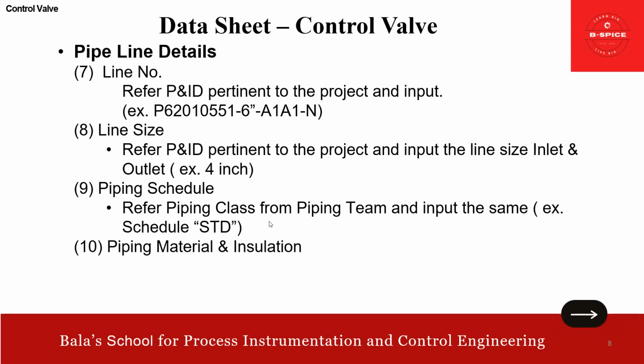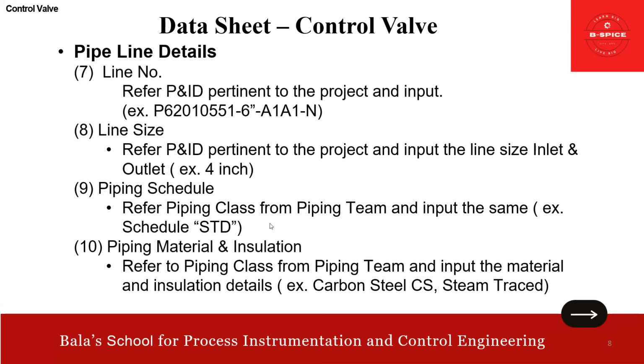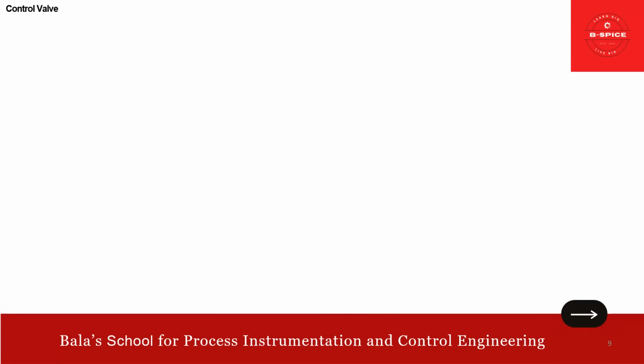Then piping material and spec. Again, we need to take this from the piping team. In this case, the example I put is carbon steel, CS. And of course, is there any steam trace requirement? We need to highlight that here as well. Okay, friends, I think this is also clear. So now we have covered general information and pipeline details.